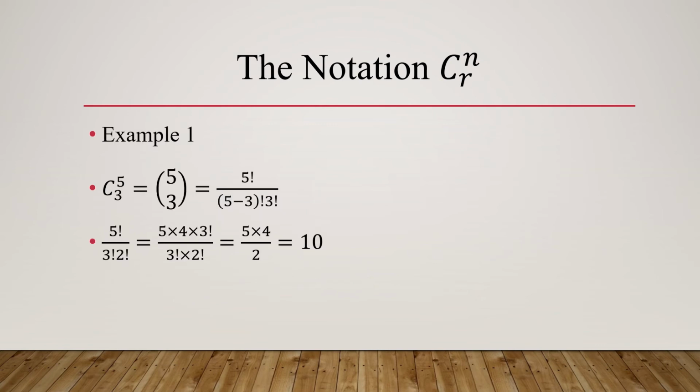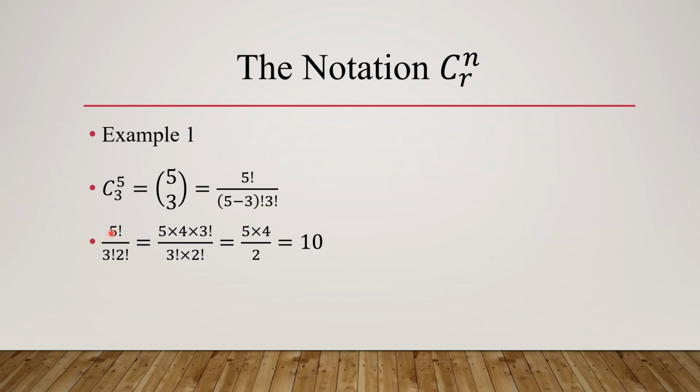So here is an example. For C53, we can go through it quickly because it's already quite clear. C53 is also written in this form, and it means 5 factorial over (5 minus 3) factorial, and then 3 factorial. So after calculation, the final answer is 10.